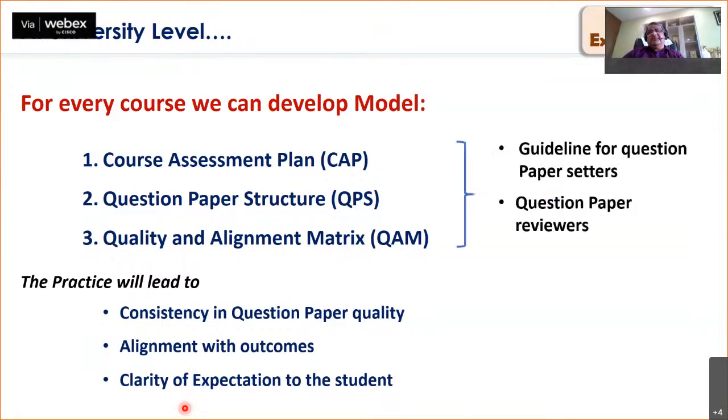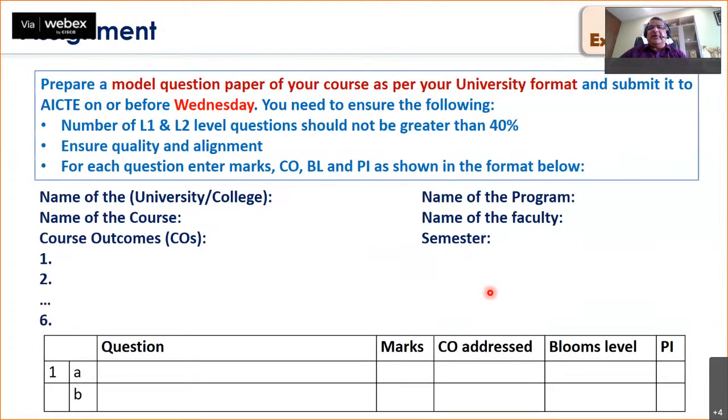Then this will also act as a guideline for question paper setters. In most of the institutions in India, we use an external question paper setter. When you share with the external question paper setter the course plan, model question paper and the quality and alignment matrix, then he will come to know how to set the question paper. And these will also help the question paper reviewers. Okay, in this way, this practice you can copy paste in your institution also. Each one of you prepare the course plan, the model question paper and the quality and alignment matrix.